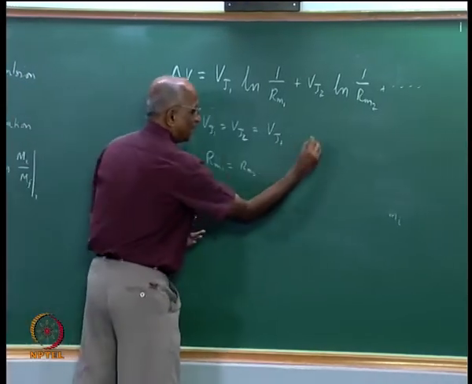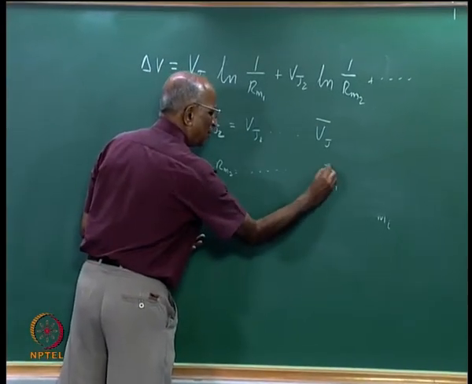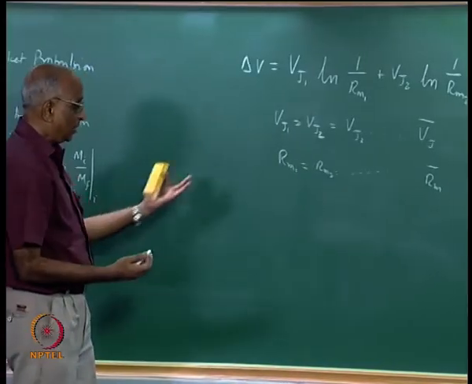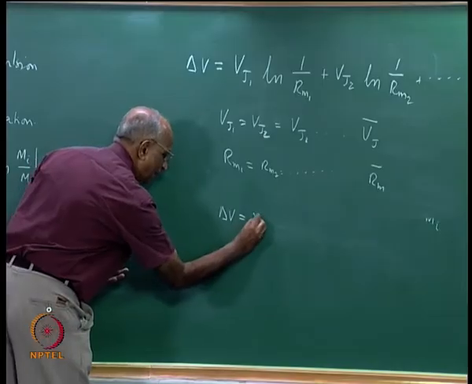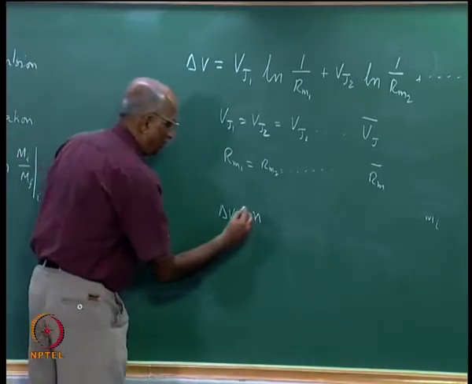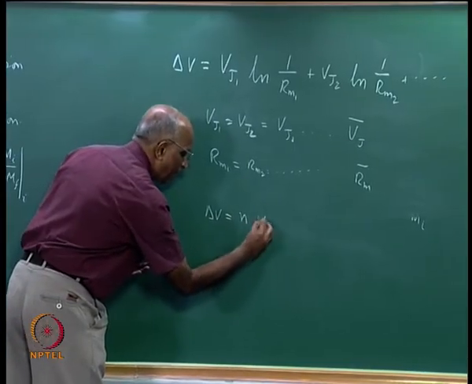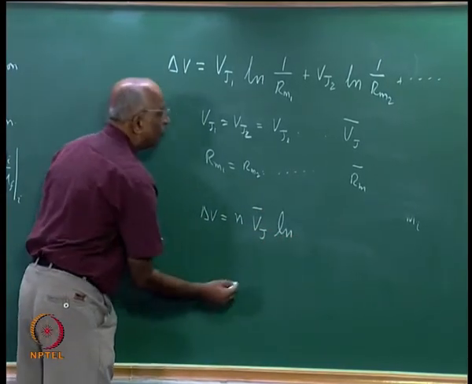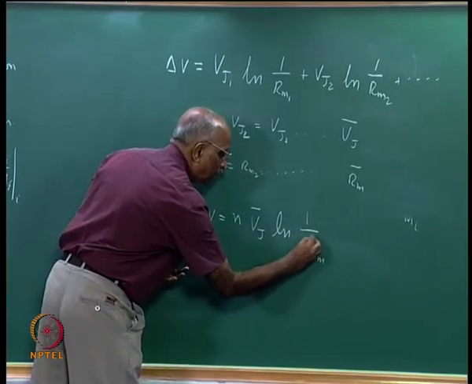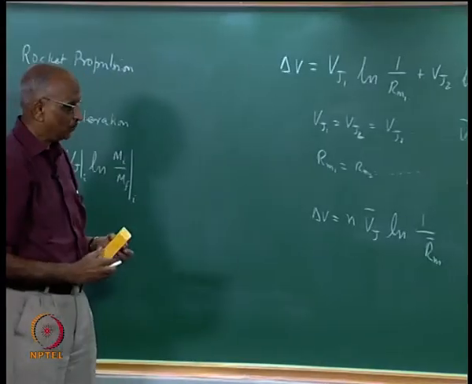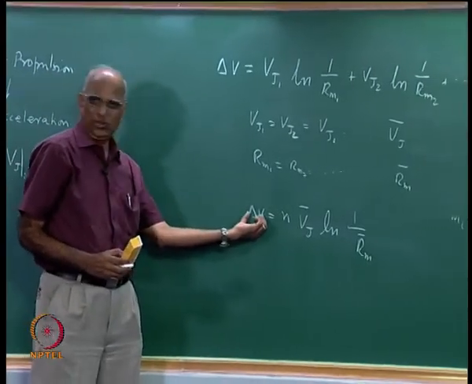I get delta V, where this is the mean jet velocity and this is the mean mass ratio, as the mass ratios are all the same. Then delta V is equal to n times Vj ln of 1 over the mass ratio, right. That means by increasing the number of stages I am able to increase the delta V over here.